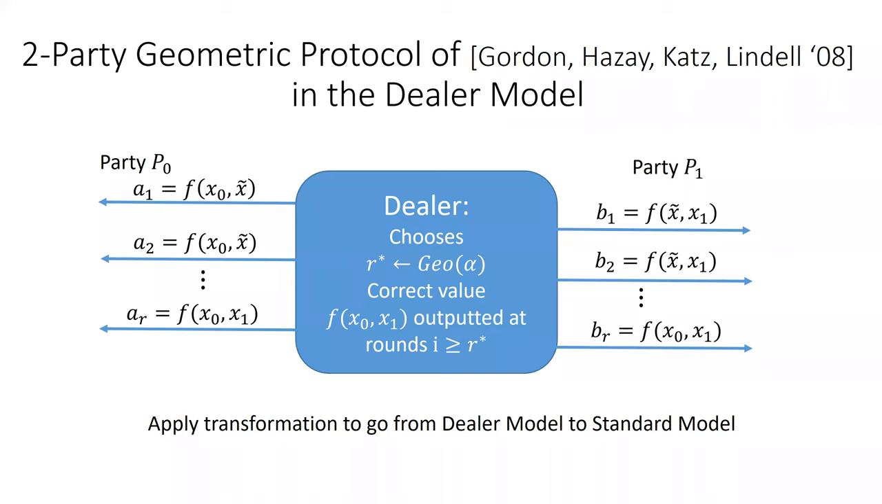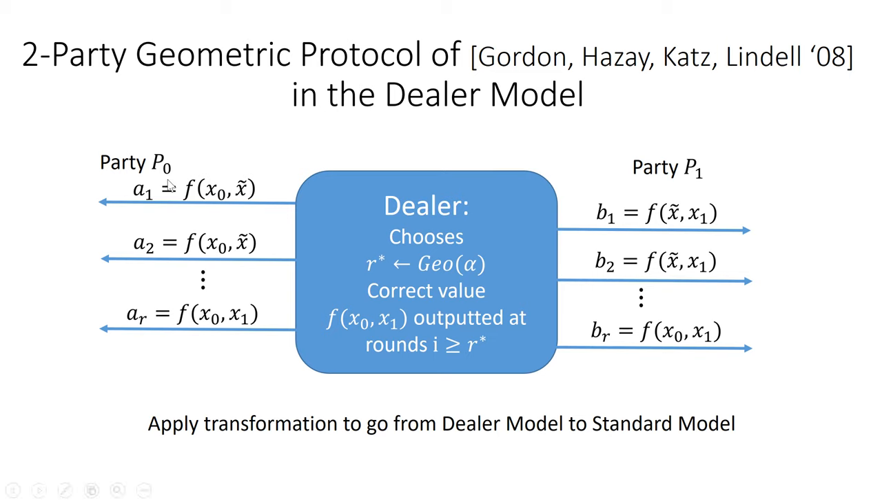So the basis for our multi-party protocol is the two-party geometric protocol of Gordon et al. And we're going to view it in the dealer model. The way this protocol works is that it runs for r number of rounds. The dealer is going to choose a special round, r*, from a geometric distribution with parameter alpha. And the correct value, f(x0, x1), is going to be outputted at rounds i that are greater than or equal to r*.